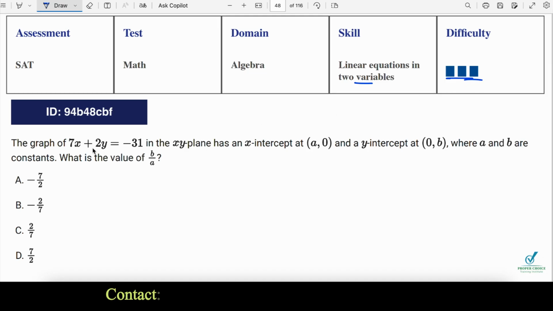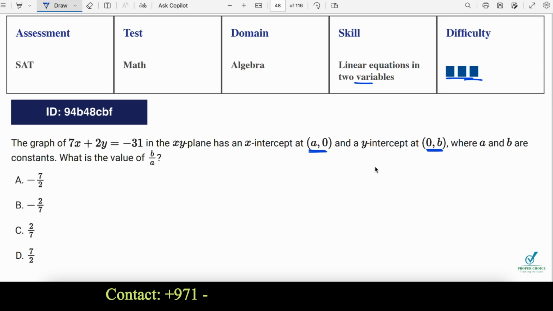So the question says: the graph of 7x plus 2y equals negative 31 in the xy-plane has an x-intercept at (a, 0) and a y-intercept at (0, b), where a and b are constants. What is the value of b by a?